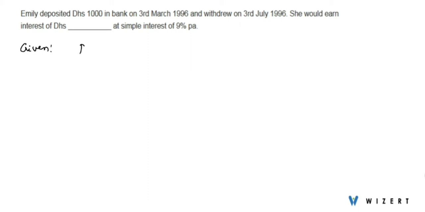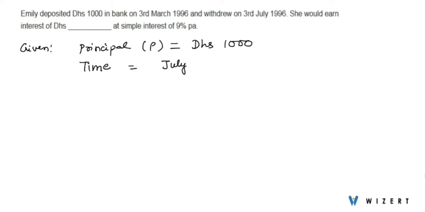So what is given to us is the principal value. Let's say the principal P is given as 1000 DHS. This is the unit for United Arab Emirates money. So 1000 DHS, and the time we have to calculate, that is, she withdrew in July.